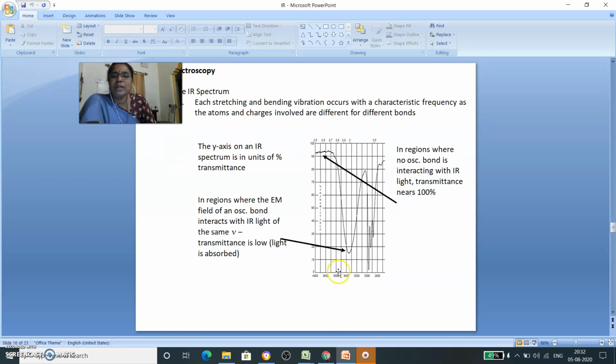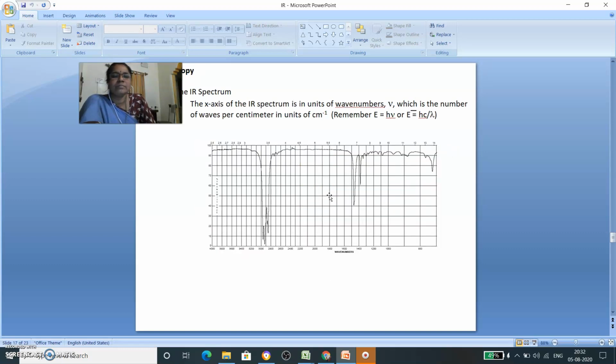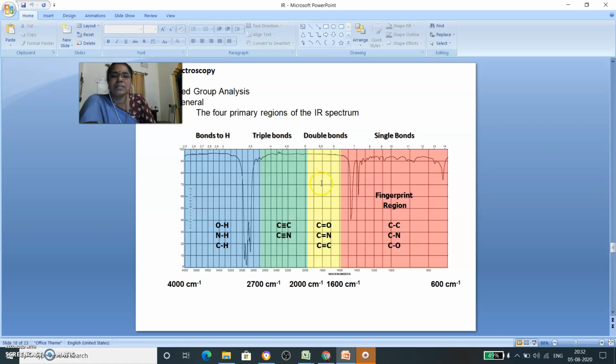From here, these are all for knowledge sake only. In the IR spectrum, each stretching and bending vibration occurs with a characteristic frequency, and the atoms and charges involved are different for different bonds. X-axis, y-axis. So, this is all to gain knowledge only. This is the IR spectrum in terms of wave number. Wave number is given by ν bar equals 1 by lambda, or Hc by lambda, whatever it may be. Wave number means centimeter inverse.